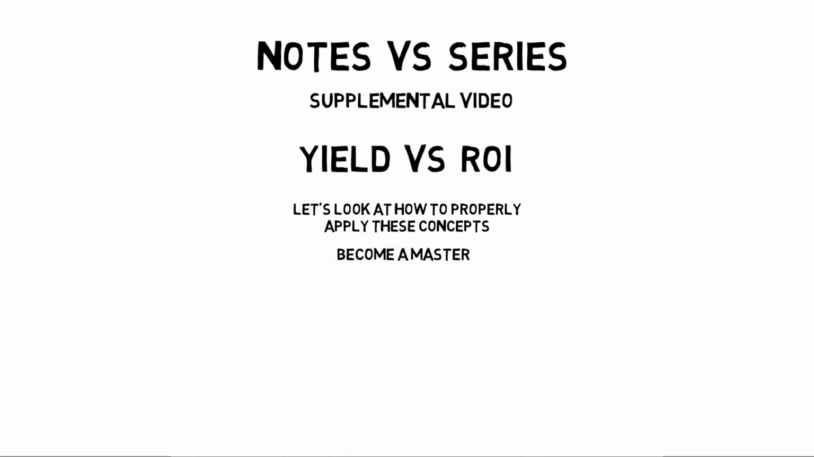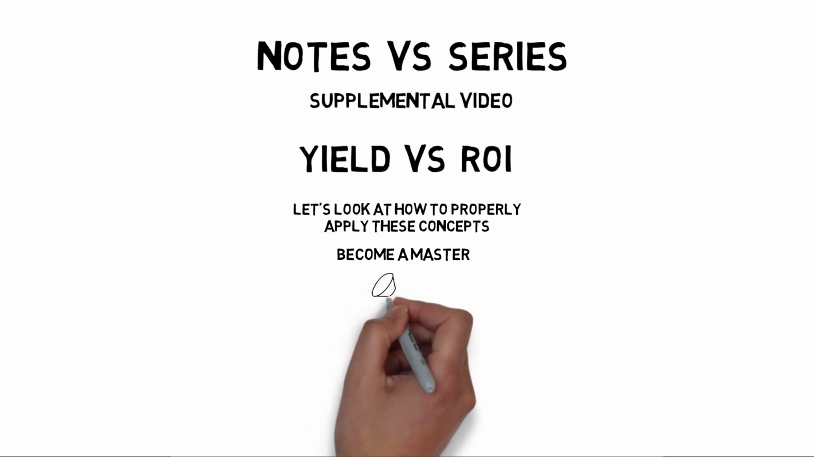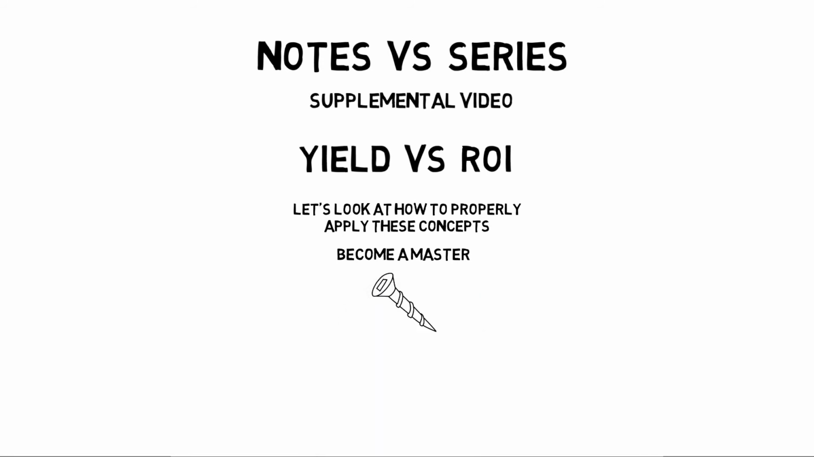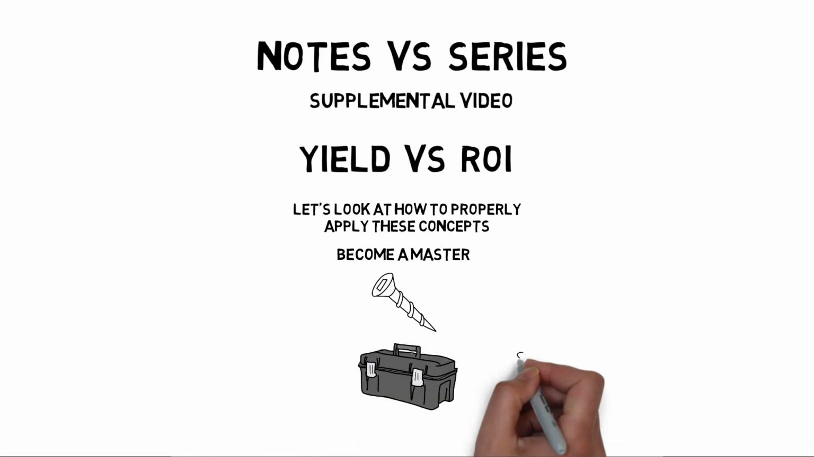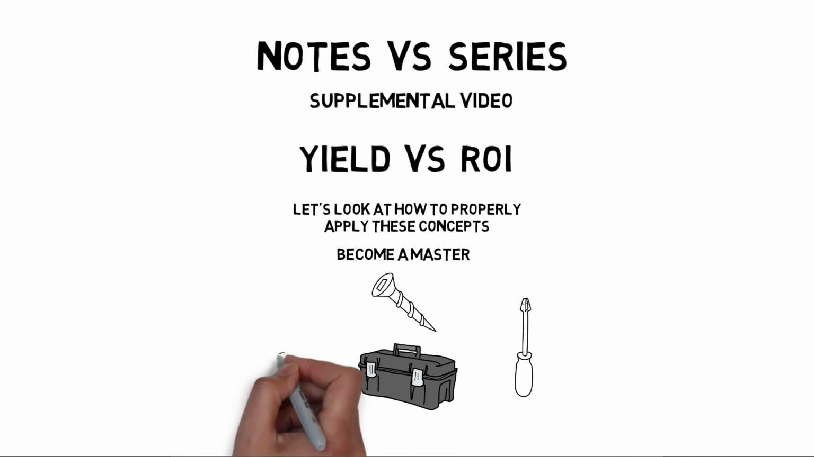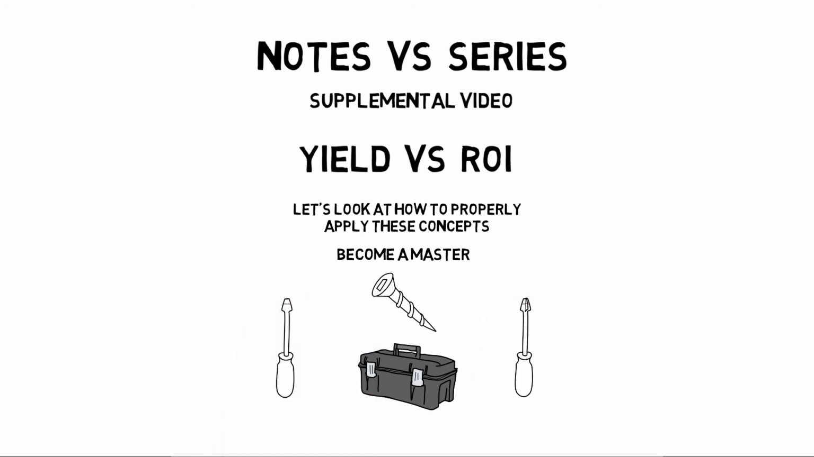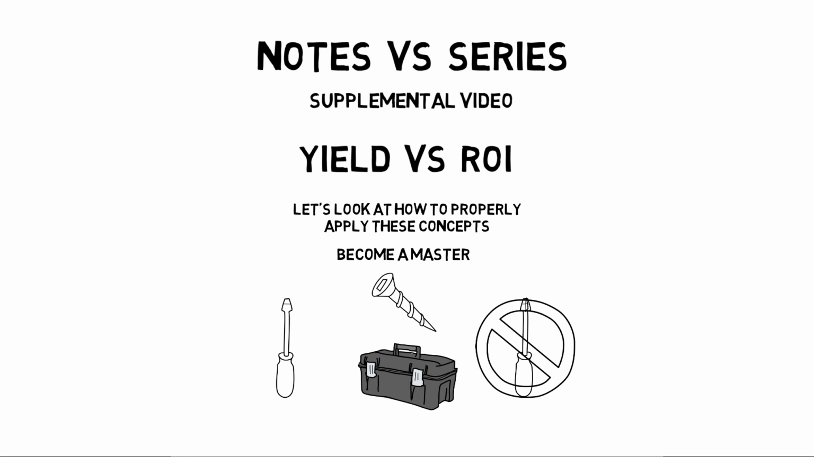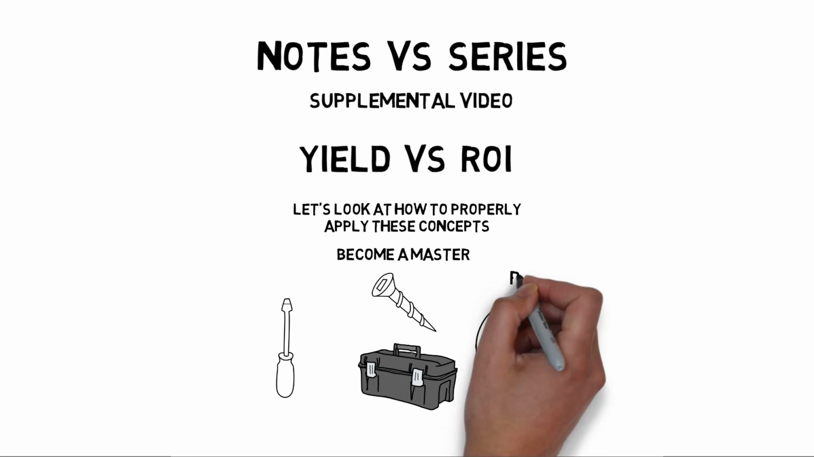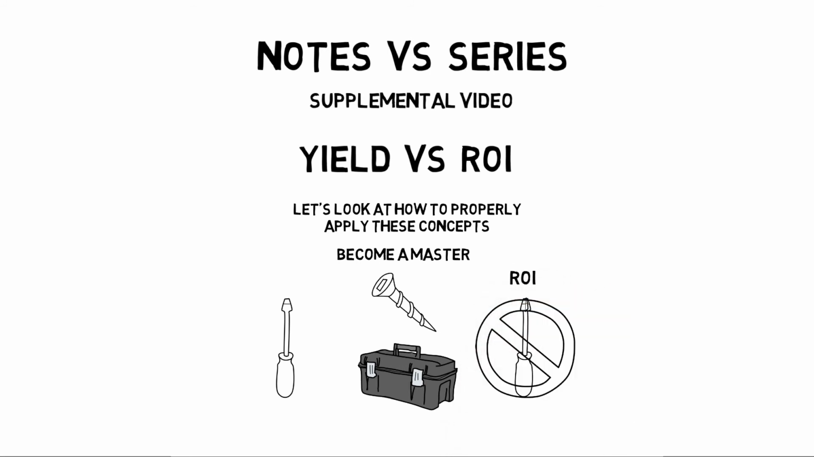Let's use an analogy. Suppose we need to secure a loose screw. Obviously, we'll need a screwdriver. So let's take a quick visit to the garage, and when we open the toolbox, we see a few different types of screwdrivers. That's what these calculations are. They're tools. They're different types of calculations based on what type of screw is needed for the job. We can't use a Phillips screwdriver to secure a flathead. It just won't work. Likewise, you can't substitute ROI for yield because it's the wrong tool for the job.